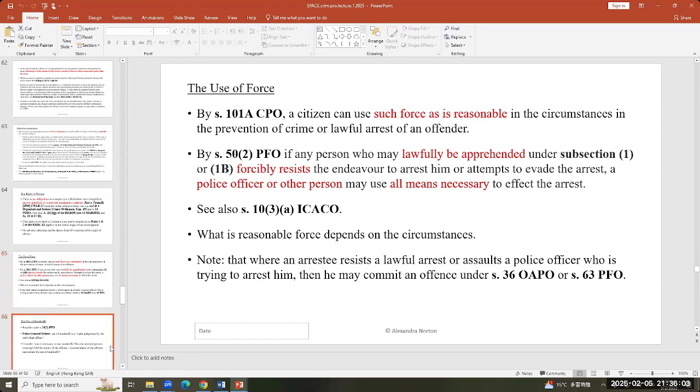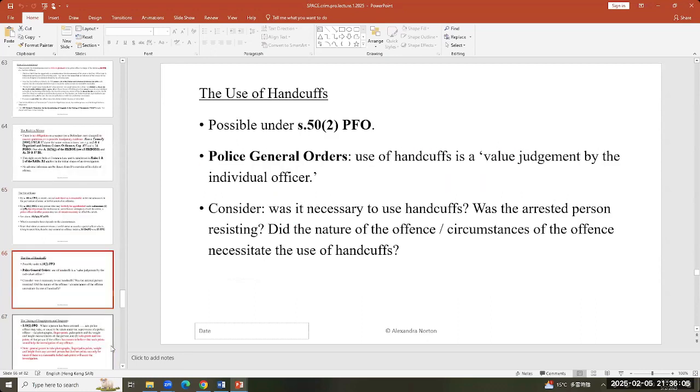Does it mean the officers can use handcuffs? Yes, it's possible. But all that the guidance that we have is that it's a value judgment of the individual officer. In other words, again, it depends on the circumstances. So you have to look at how serious is the offense that the person is being arrested for? Are they attempting to resist arrest? Were the use of handcuffs really needed?